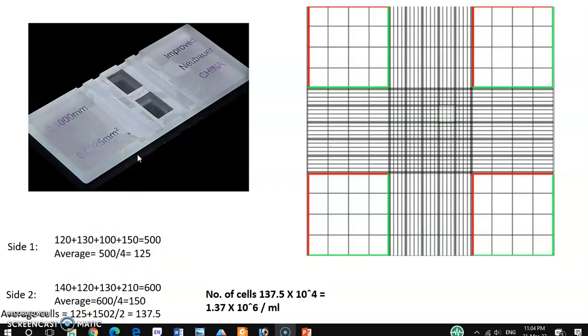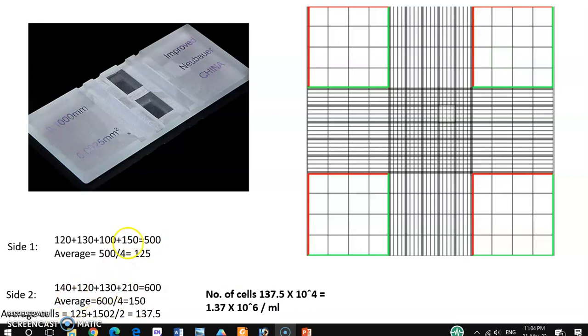You should also count in side 2. So for example, in side 2, if it is 140, 120, 130, and 210, then in total 600 cells in side 2, and averaging that side as well, 150 cells per square.